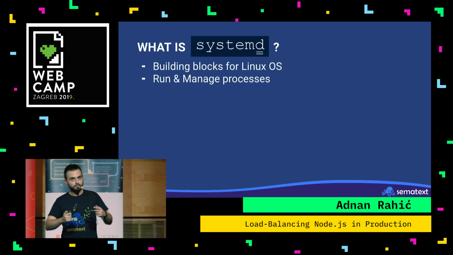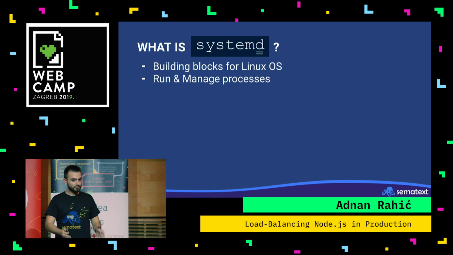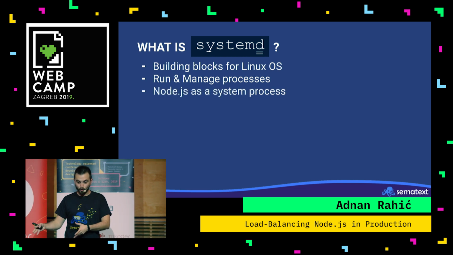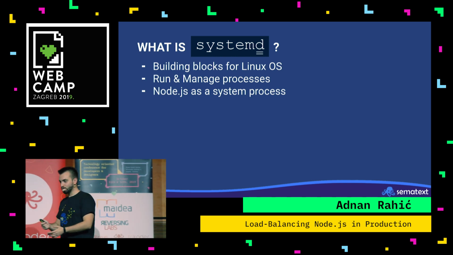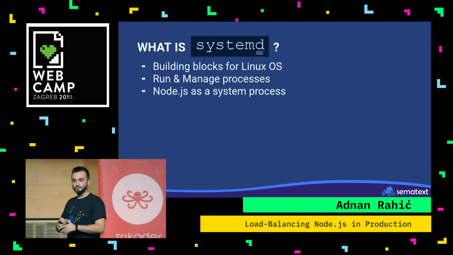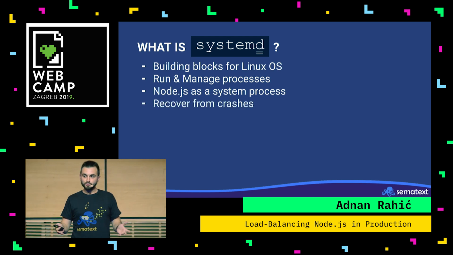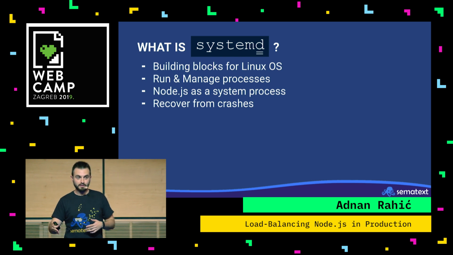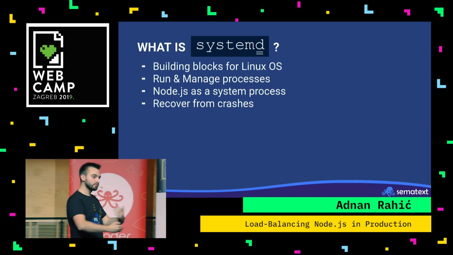Now, take a step back. This is exactly what Joe needs. He needs to run his app as a system process inside his virtual machine. Why? To recover automatically from crashes. By running it as a system process, he can start it and then make sure it doesn't crash and doesn't fail, because it can automatically restart.